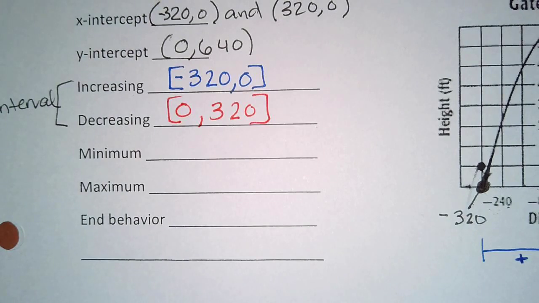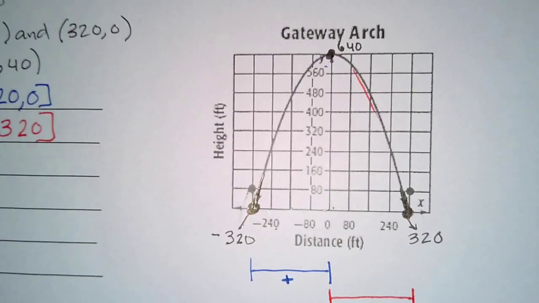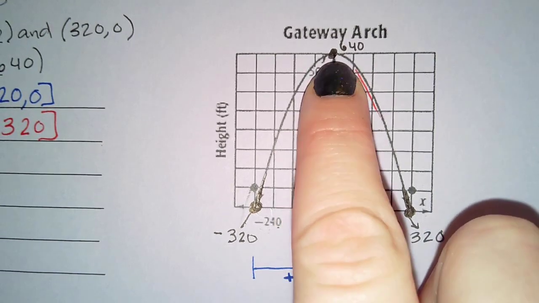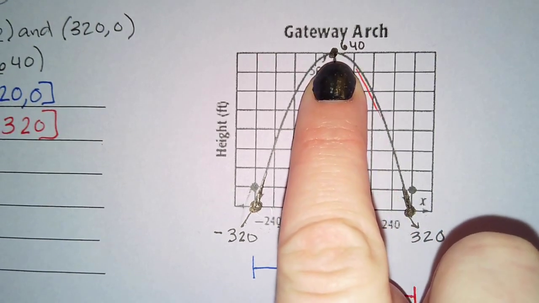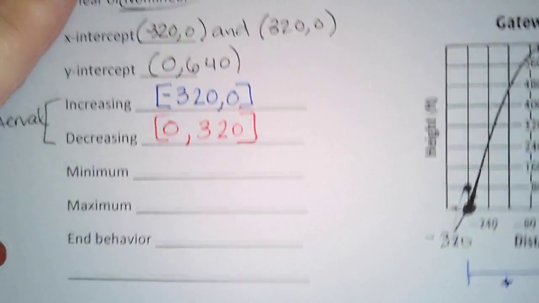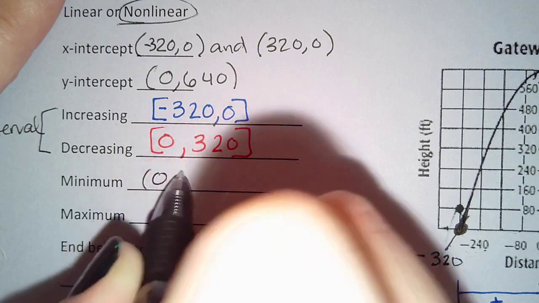Question so far? Okay, maximum. We are finding the maximum point. So the very highest point, this again will be an ordered pair. So where's the highest point on our graph? Very top there. It also is the y-intercept. That's not always true. That's just true for this one. So maximum is 0, 640.